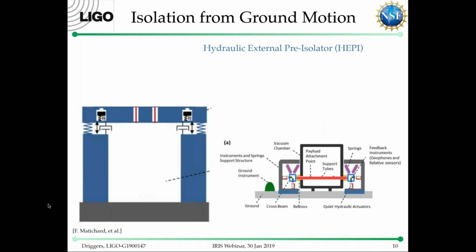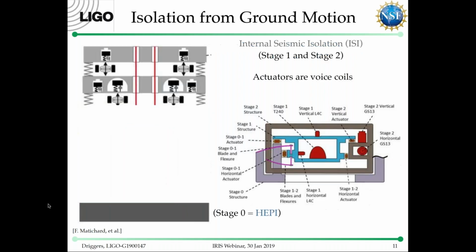And then connecting each of these, there are 4 of these pre-isolators per table. Connecting them are these support tubes, drawn here in red. And then the table, the internal seismic isolation table, sits on those support tubes that connect the 4 HEPI pre-isolators together.